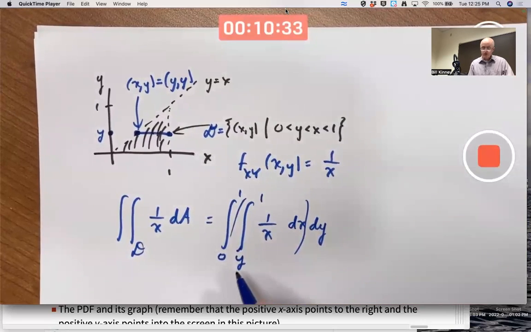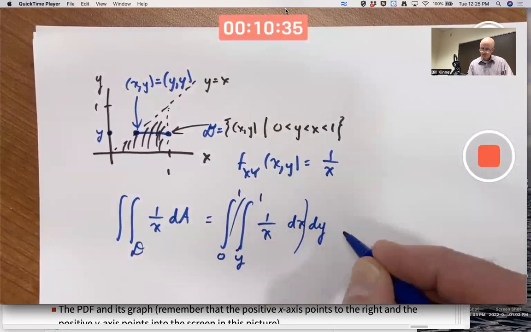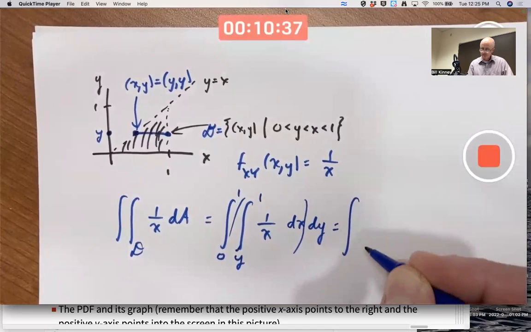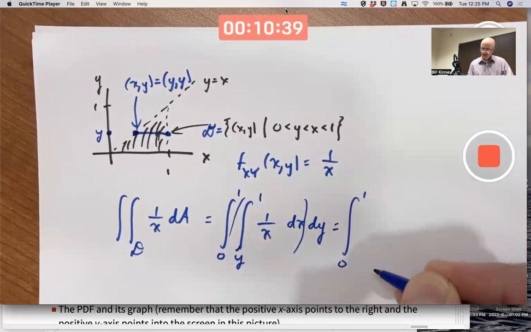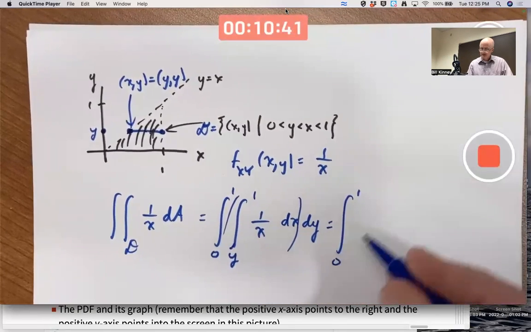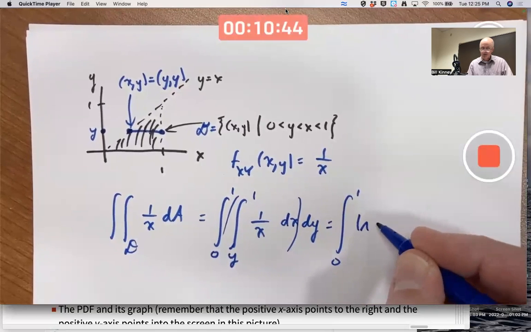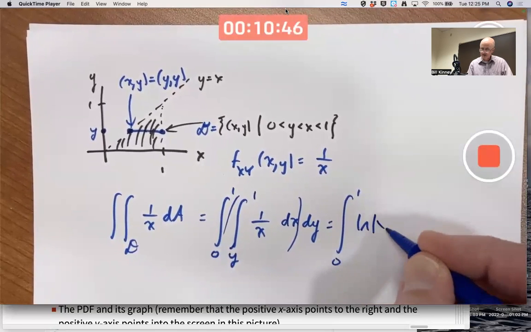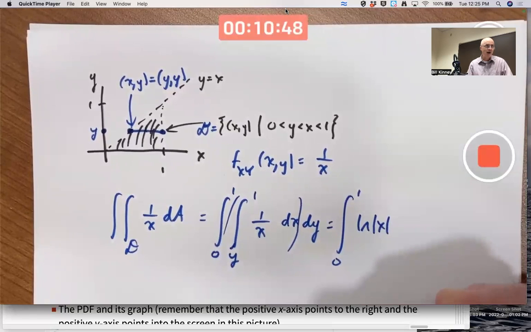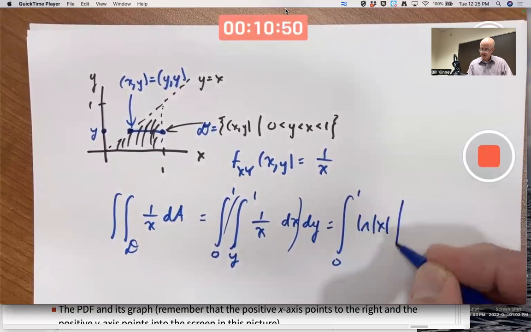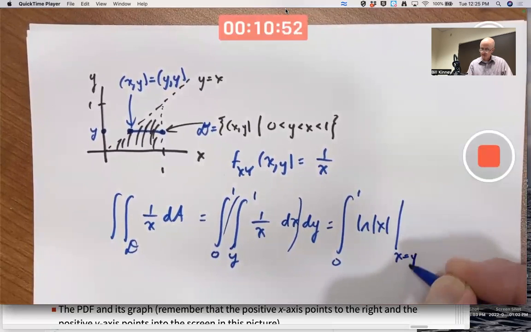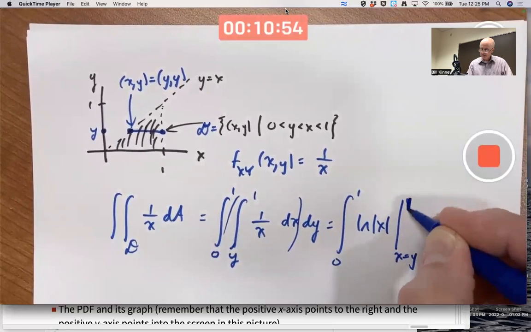Do that inner integral, treat y as a constant when you do the inner integral. Do it with respect to x, you'll get natural log of x, or you might say natural log of the absolute value of x, although x is positive, so you don't really need those absolute value signs there. X goes from y to 1.